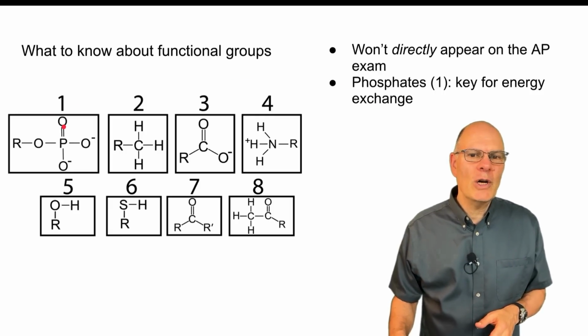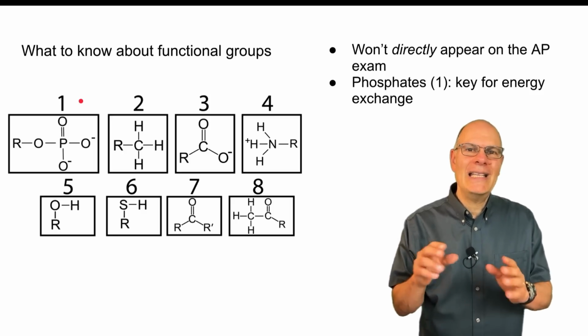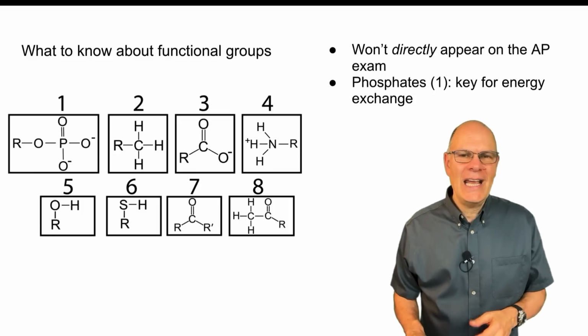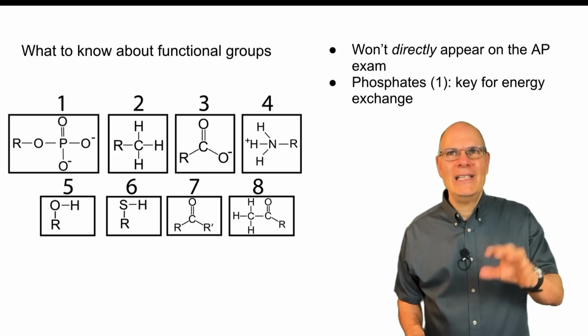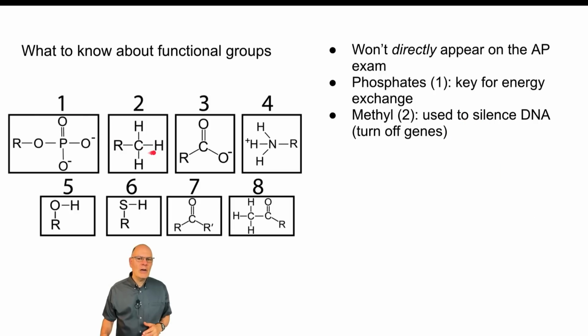Phosphate groups, number 1 over here, they're key for energy exchange. ATP, adenosine triphosphate. Phosphates are also found in DNA, and they're what energize DNA monomers as they're put together. This methyl group over here at number 2, it's used to silence DNA. It makes molecules non-polar or hydrophobic.